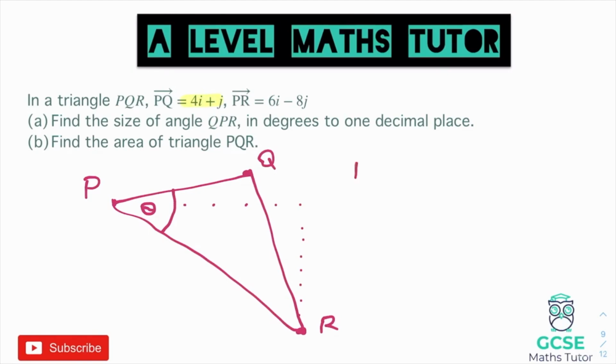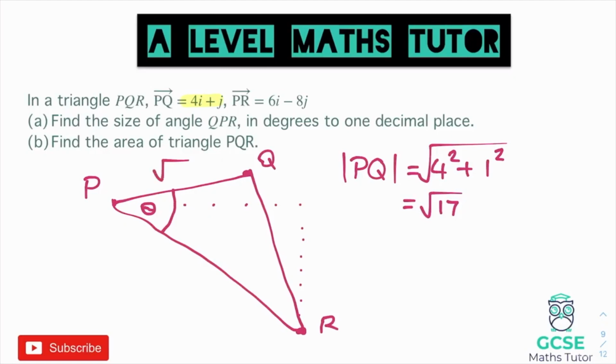So for P to Q, and let's write it in proper vector notation, let's find the magnitude of PQ. So we've got 4 squared plus 1 squared, and we're going to square root that. So 4 squared is 16, plus the 1 is 17, so we have the square root of 17. There we go. So the square root of 17 for our first one.